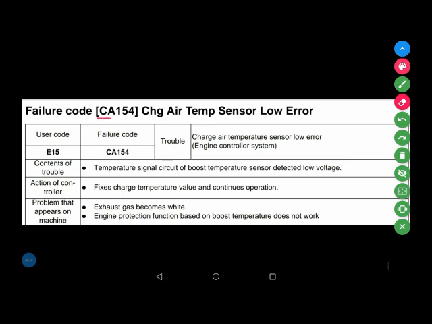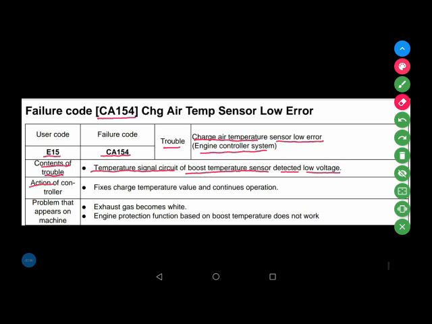If the user code is E15 and the failure code is CA154, what is the trouble? Charge air temperature sensor low error. This code is also related to the engine controller system. And what is the content of the trouble? The temperature signal circuit of the boost temperature sensor detected low voltage, meaning the sensor is getting low voltage.